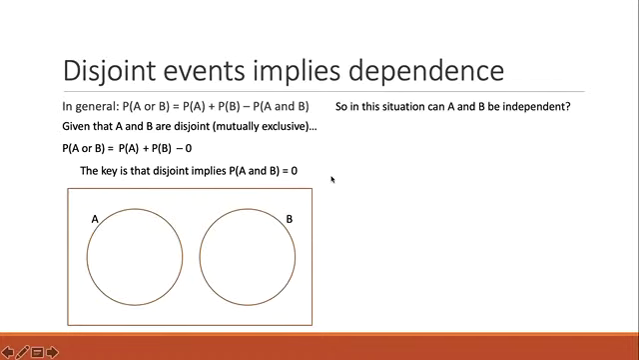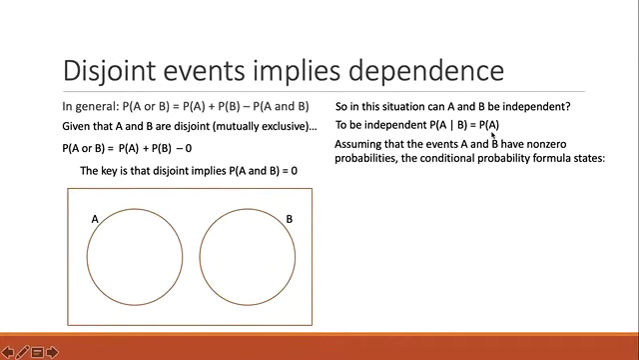Now let's take a look at, in this situation, can the events A and B be independent? Well, let's start with the definition of independence. To be independent, the probability of A, given that B has already happened, is simply the probability of A. In other words, A and B are independent if, whether B happens or not, the probability of A is the same. It's simply the probability of A.